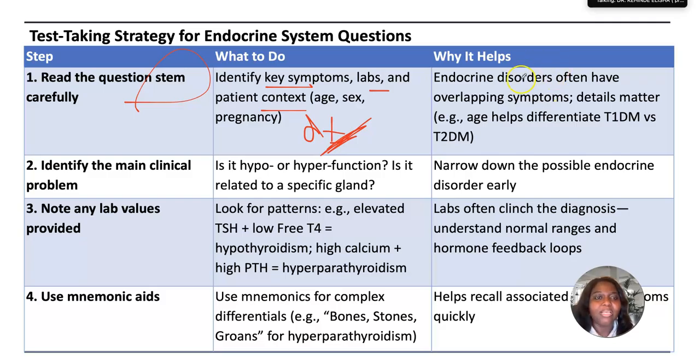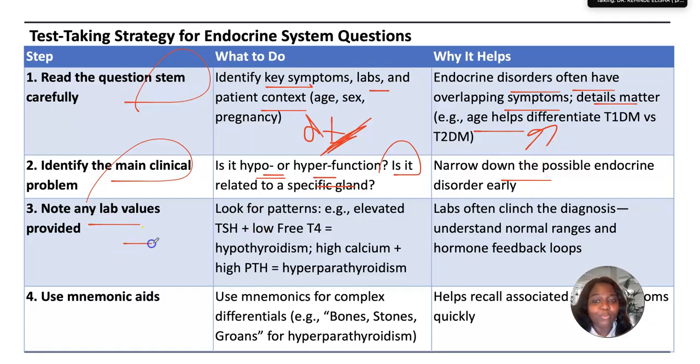It's not a choice. Endocrine disorders often have overlapping symptoms. Details matter. The age also matters. It's going to also help you differentiate things. Identify the main clinical problem. Is it hypo or is it hyper? Is it related to a specific gland? Connecting these dots is also a test-taking strategy. Narrow down the possible endocrine disorders early.